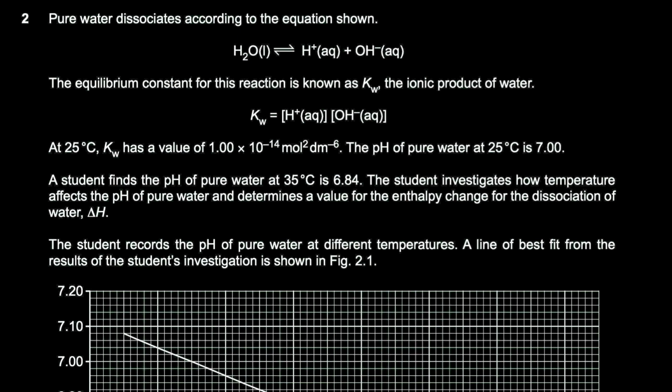Okay. Now over here, the first thing we're going to do is outline the objective. The objective is to determine the enthalpy change for the dissociation of water. So that's what we're trying to determine.